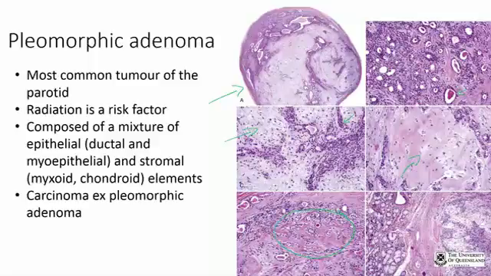Treatment is with parotidectomy, as simple enucleation can lead to recurrences in approximately 25% of cases. Rarely, pleomorphic adenomas can turn malignant, and this is called a carcinoma ex pleomorphic adenoma. The cancer is usually an adenocarcinoma, and if it invades through the capsule of the original pleomorphic adenoma, it is an aggressive lesion with a 30 to 50% mortality at 5 years.